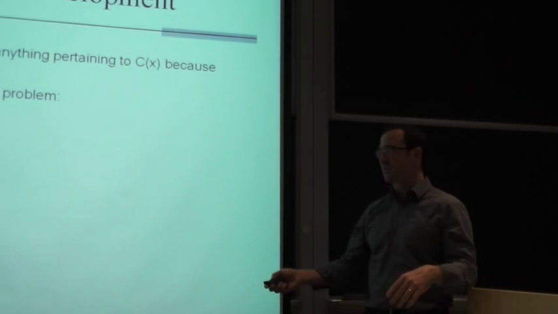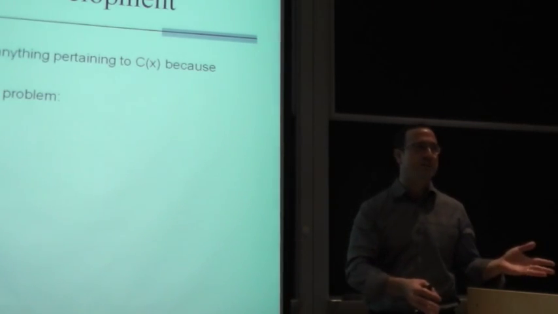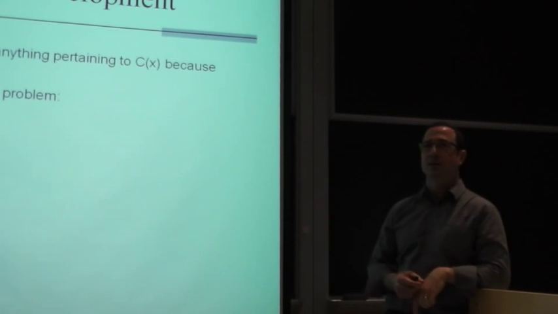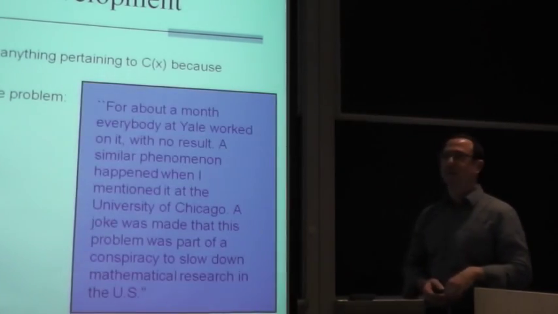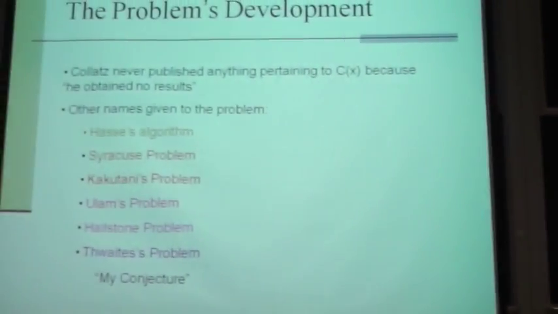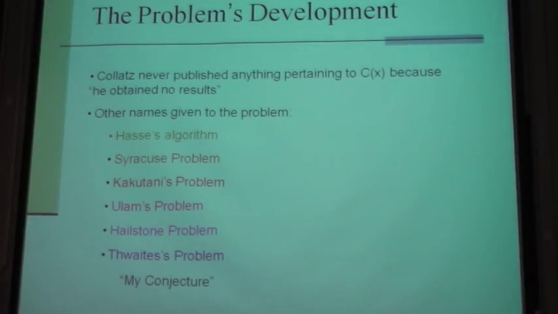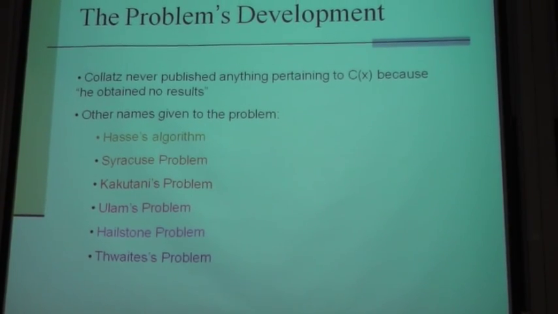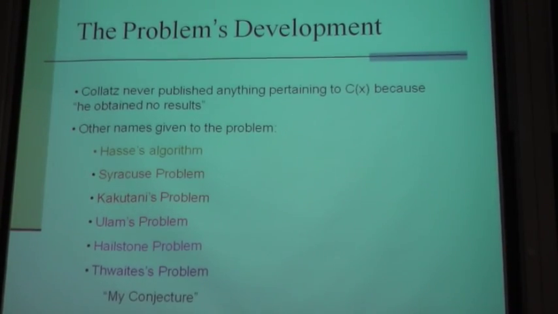Nobody really thinks of Thwaites now. Everybody credits it to Collatz, but it didn't stop Thwaites from, sometime in the early 90s, writing a paper called "My Conjecture." How come Hasse got an algorithm, and everybody else got a problem? I don't know. That's funny. Well, maybe Hasse doesn't have any problems.